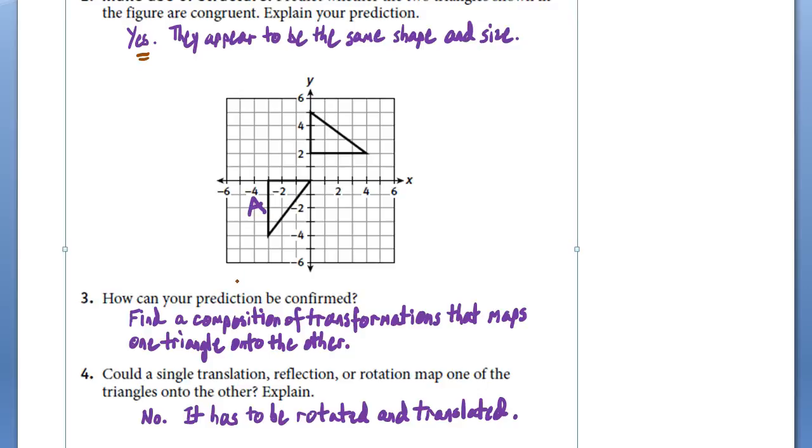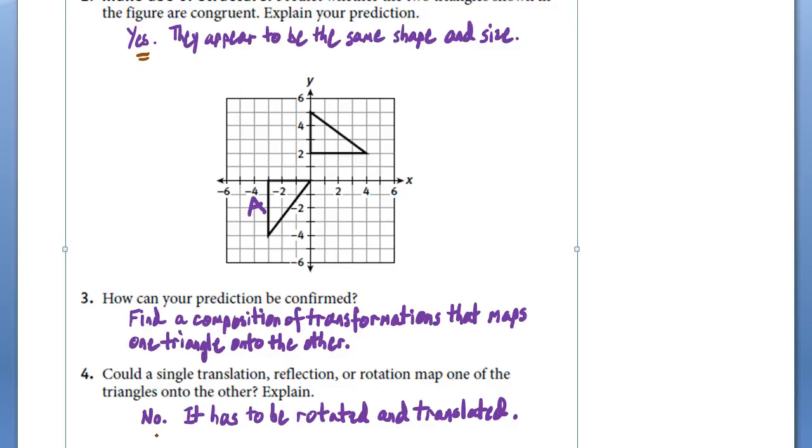Well, based on the idea from this lesson, if we can find a series of transformations that would map this triangle onto this triangle, that would be our justification for knowing they're congruent. And so that's what I'm going to do. Find a composition of transformations that maps one triangle onto the other. Question 4, could a single translation, reflection, or rotation work?